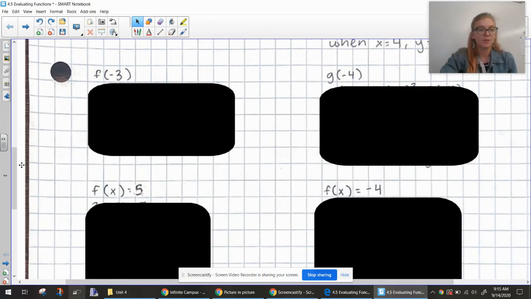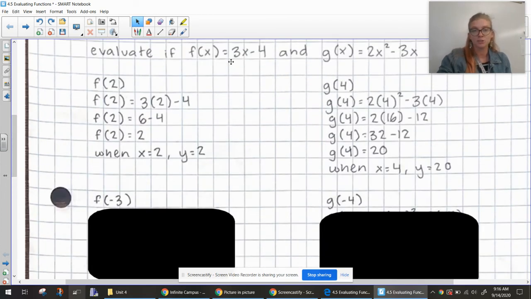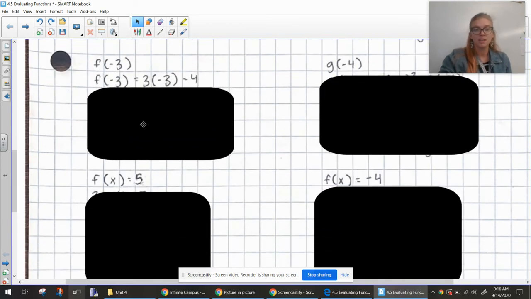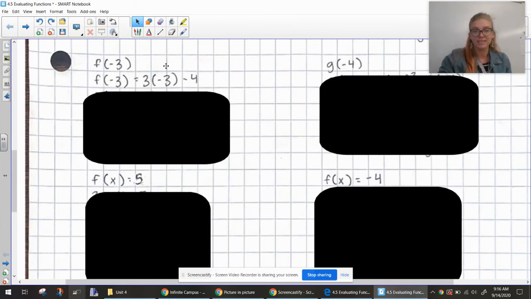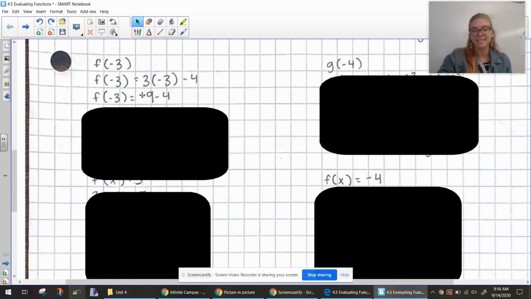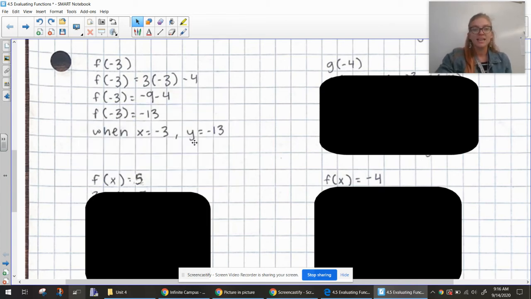In my next example, it's going to work the same way. I'm going to take that same f of x equals 3x minus 4. This time I'm going to substitute in negative 3. So f of negative 3 equals 3 times negative 3 minus 4. F of negative 3 equals negative 9 minus 4. F of negative 3 equals negative 13. So when x equals negative 3, y equals negative 13.